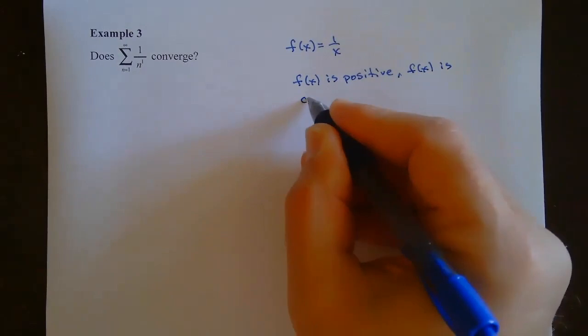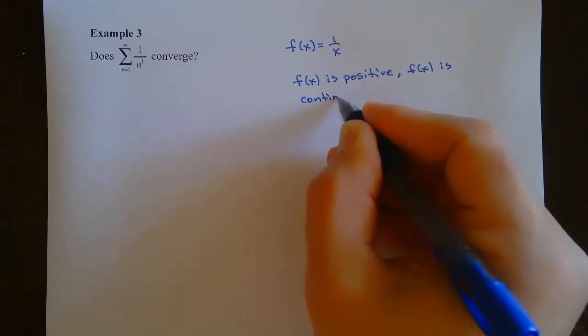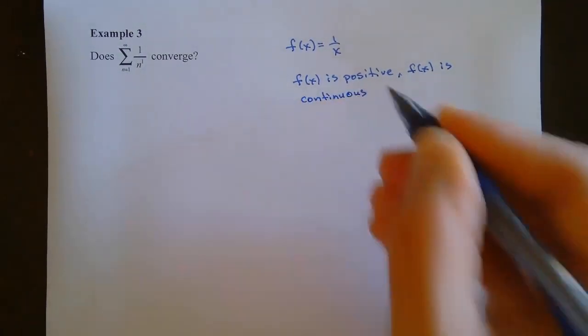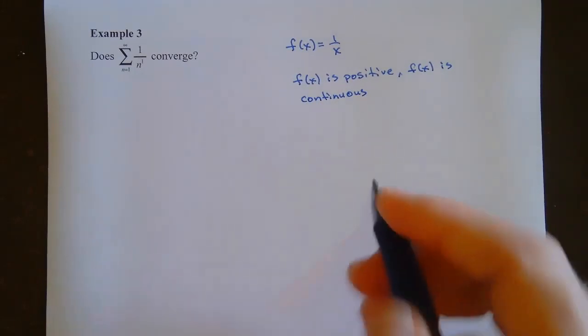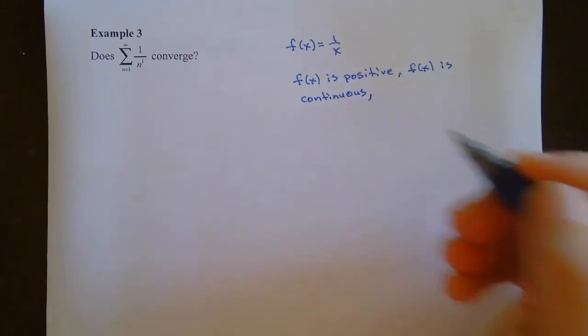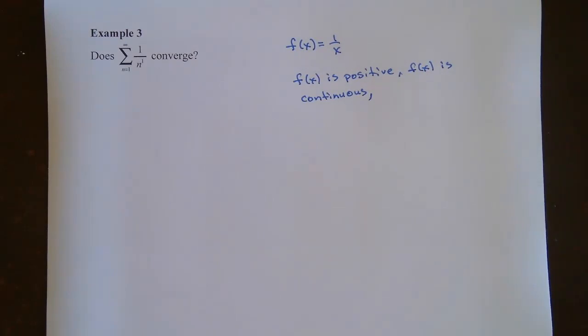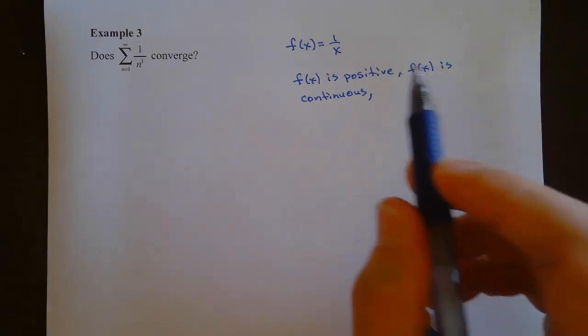You have to state all of this in order to meet the conditions to use the integral test. This is really important. You've got to say all this, because without this, you can't necessarily say that you can use the integral test. This is what's leading us to say, hey, we can use the integral test on this series. So f of x is continuous.